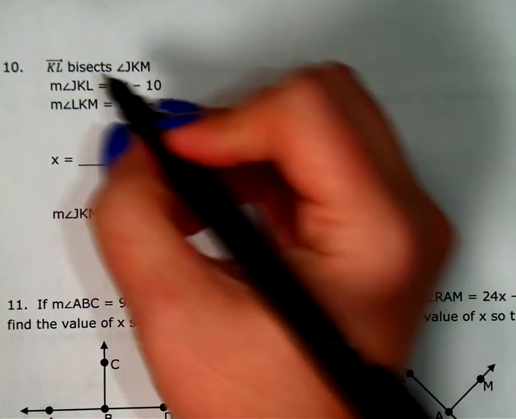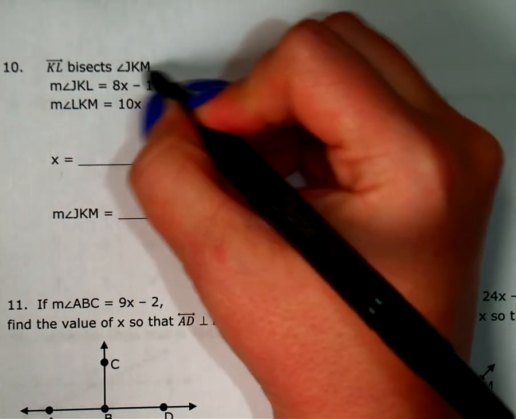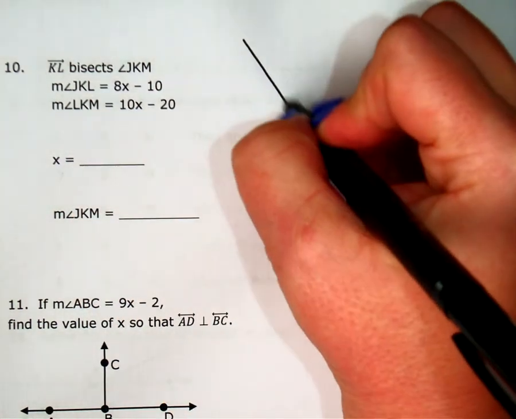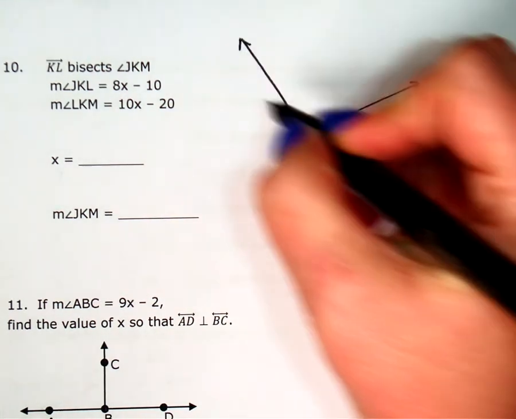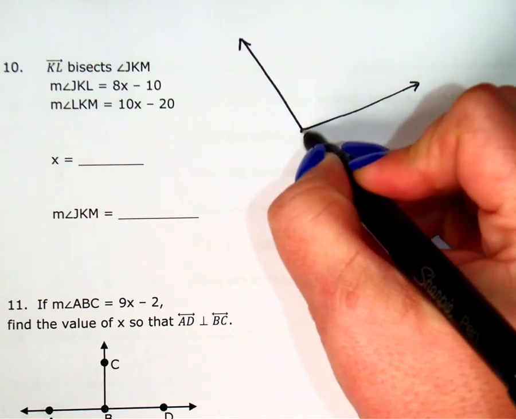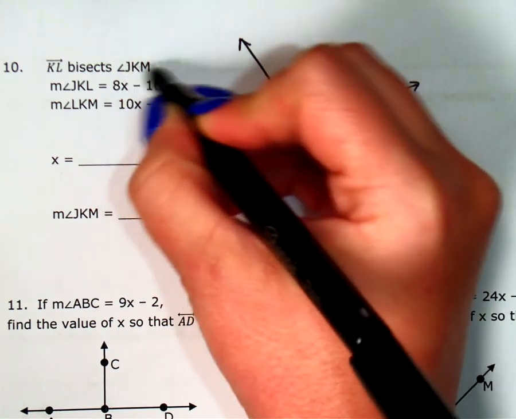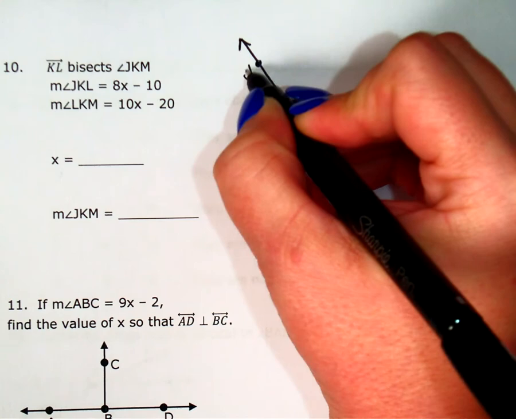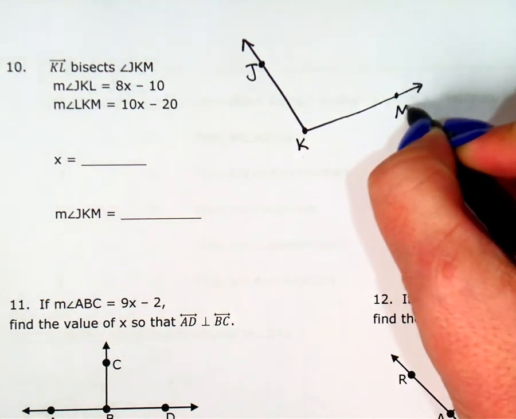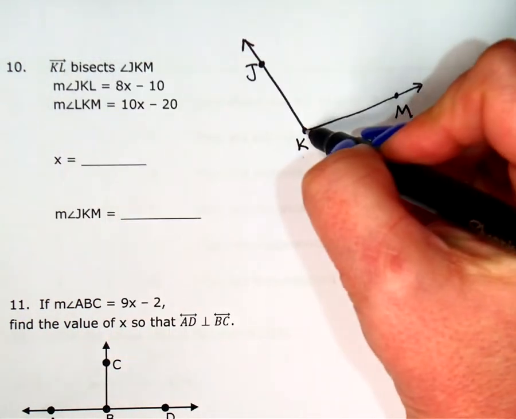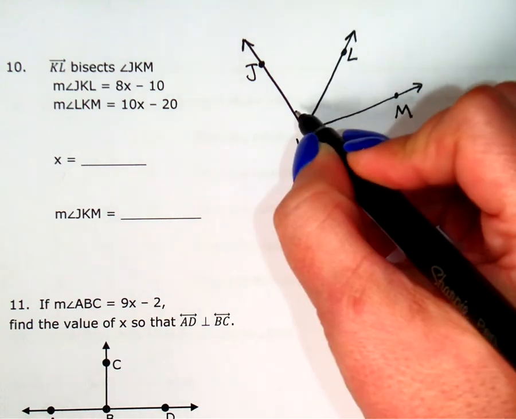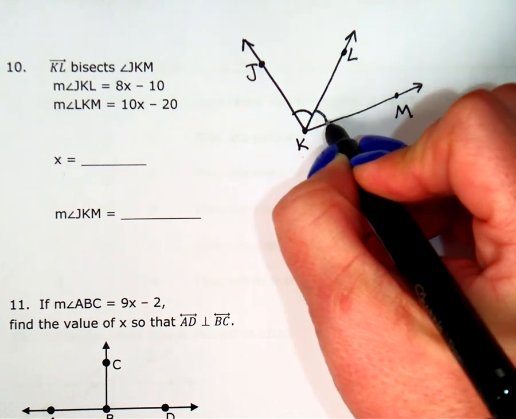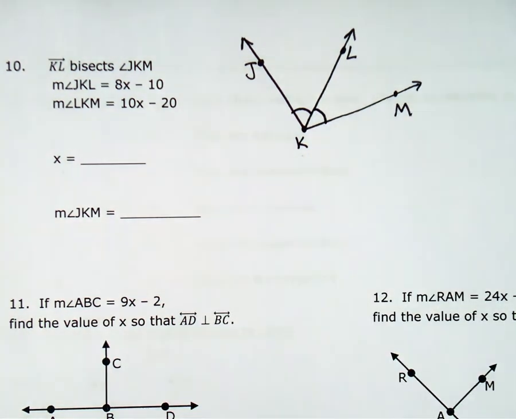All right, let's see if we get the same answer. So I'm going to sketch the angle JKM. I don't know what it looks like, but I'm going to make it nice and wide. And the center letter is K, so that's the vertex. And then I have a J and an M on either side. And ray KL is bisecting it. So from K to L, it's bisecting it, which I know means that these two angles equal each other, only because I see the word bisect.